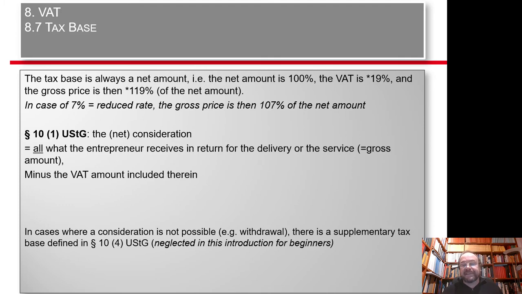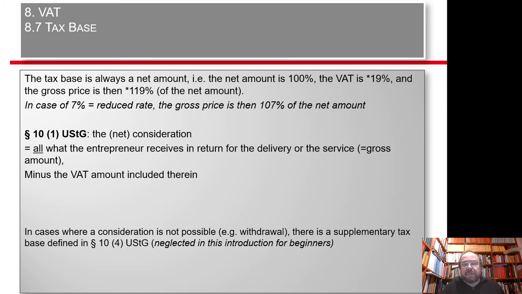Yeah, tax base is always the net amount. So if you get the gross amount in a case, then you have to calculate backwards. The gross amount is 119% of the net amount if the VAT rate is 19%. If you have the 7% reduced rate, then the gross amount corresponds to 107% of the net amount. So you have to divide accordingly and calculate the net amount.